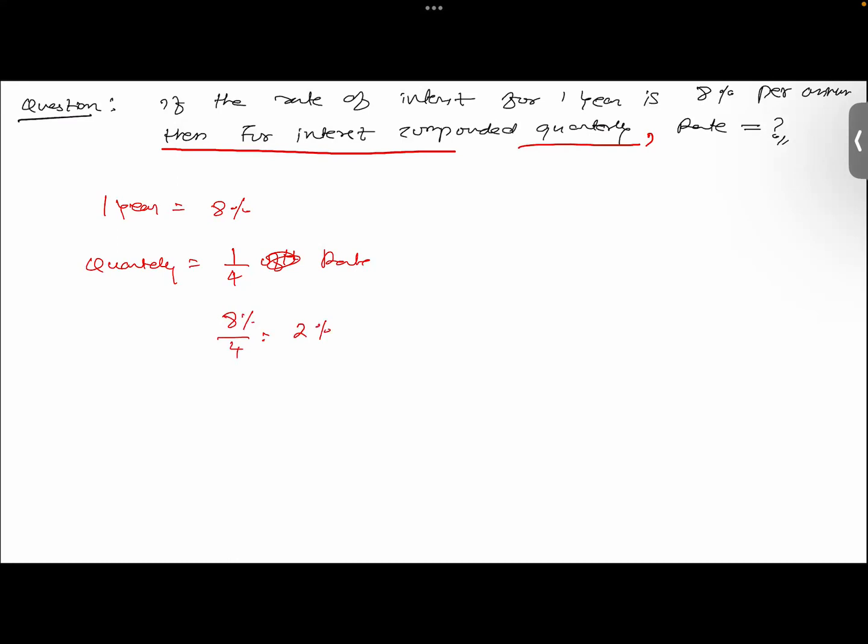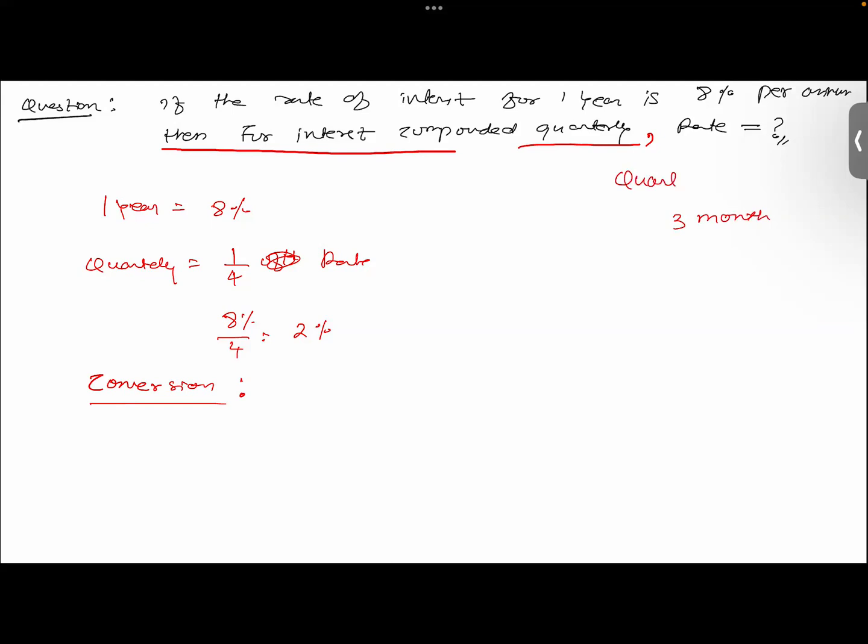That is what the rate is going to be per quarter. And how many conversion periods are there? There are 4 quarter years in this one. If you were to ask the time period into which the year has been divided, it has been divided into 4 quarter years. Quarter year means 3 months.